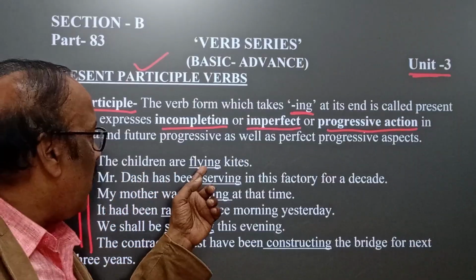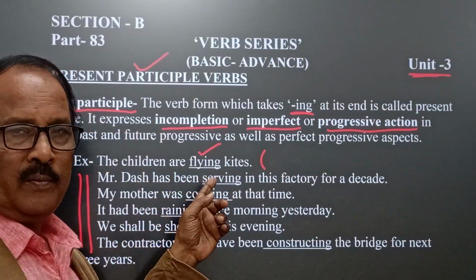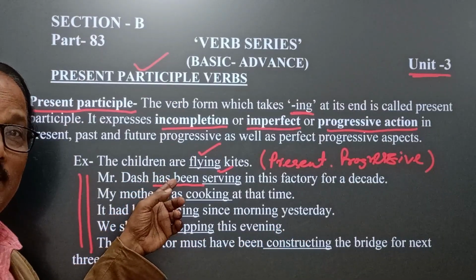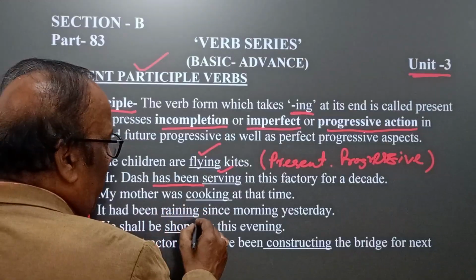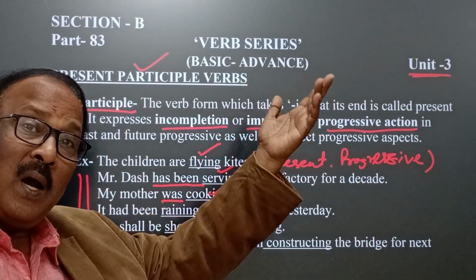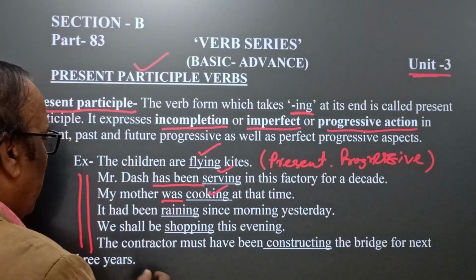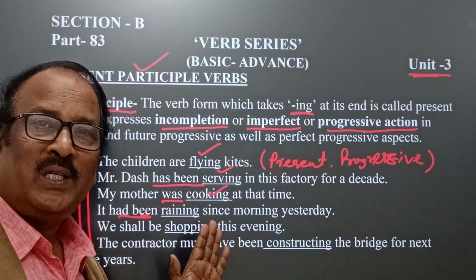The children are flying kites. Here we find present progressive. Mr. Das has been serving. Here the aspect is present perfect progressive. My mother was cooking at that time. Yes, it means in the past the action was continuing. It had been raining since morning. Here we find past perfect progressive action.